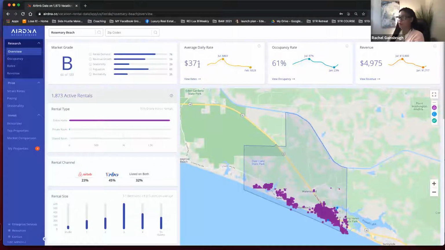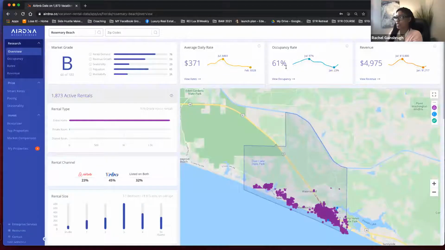Okay, average daily rate, I take this with a grain of salt, because first of all, it identifies the daily rate of all properties within that market, within the zip code, within the city. And so the average daily rate is $371 per day. And this includes studio condos, 1-bedroom condos, all the way to oceanfront 10-bedroom homes. So this is so-so for me.